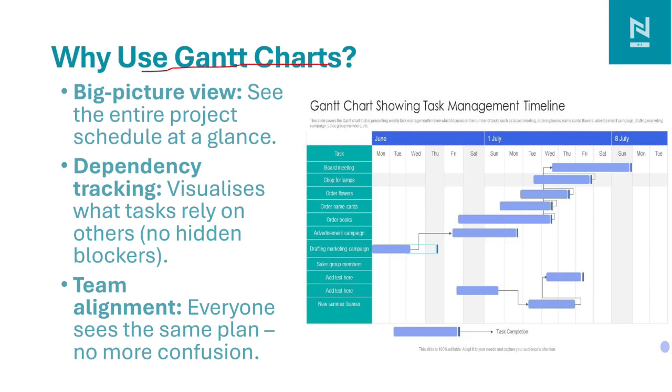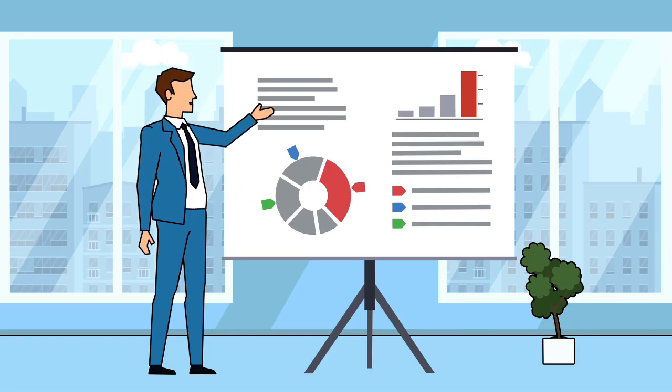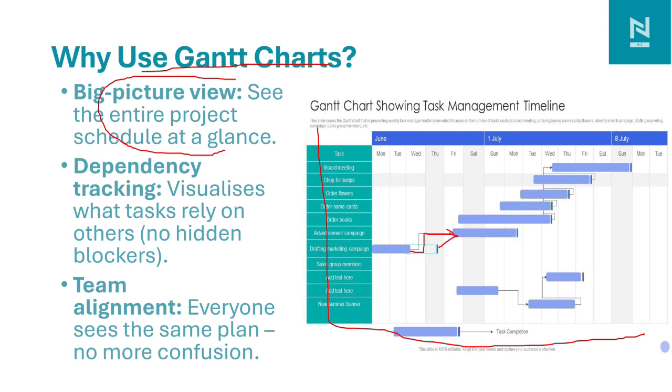Why do we use the Gantt chart? It gives a big picture. See the entire project schedule at a glance. You can see the whole project's activities in a schedule in this diagram. Another one is we can see the dependency. You can see that after this finishes, this activity starts. So it provides the dependency of the tasks, and it also aligns all the team members on the same page. When we share the Gantt chart with the team members, they are aware of the project timeline and we are all on the same page.